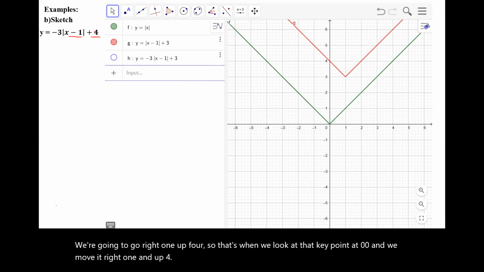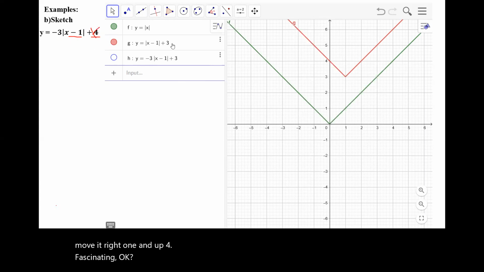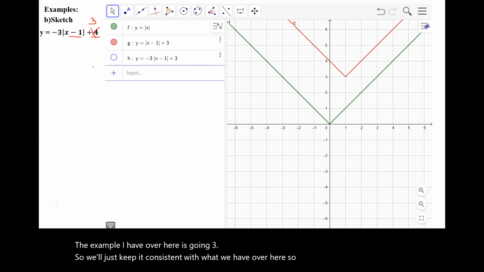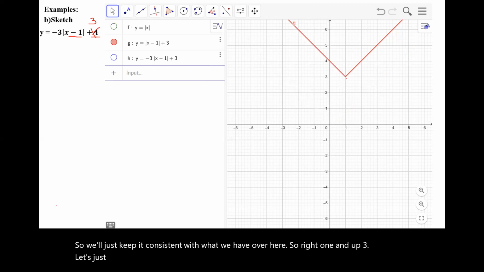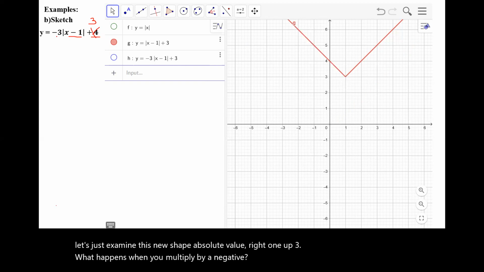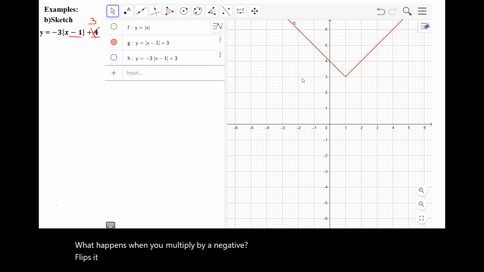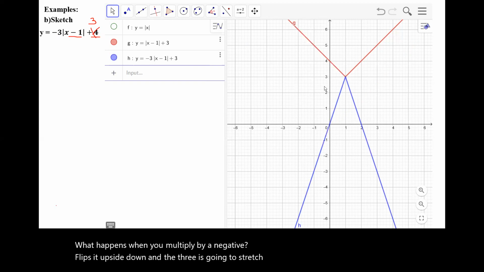Okay. So the example I have over here is going up 3. So we'll just keep it consistent with what we have over here. So right 1 and up 3. Then let's just examine this new shape, absolute value, right 1 up 3. What happens when you multiply by a negative? Flips it upside down, and the 3 is going to stretch it. So there's our upside down and our stretch.